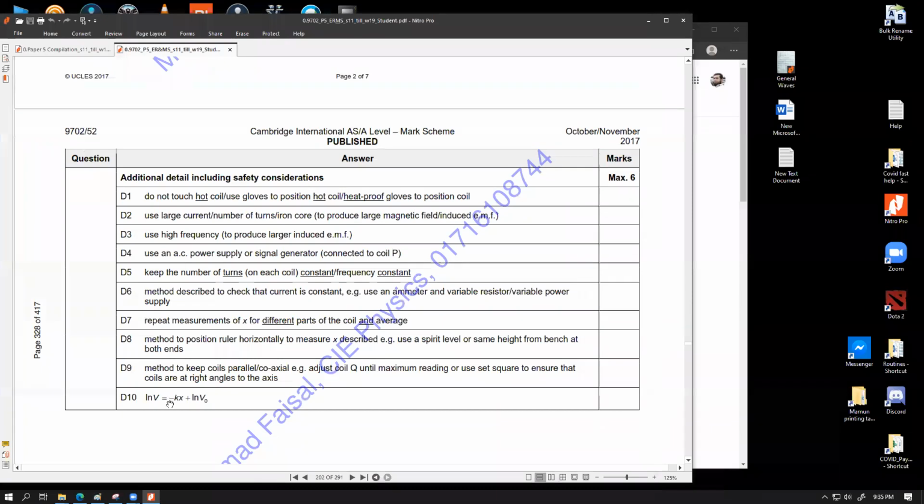And then the conversion of the equation. Ultimately seeing the equation in this format: ln d equals minus kx plus ln d naught, minus kx at the front, ln d naught at the last, so that you can actually have a graph like that. This actually gives you this thing.